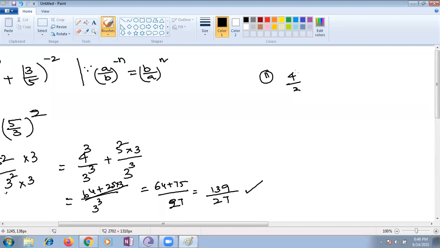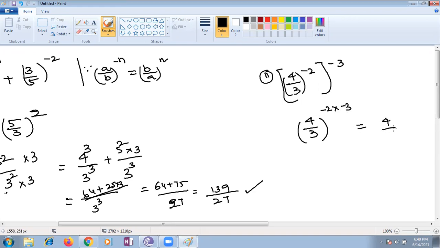4 by 3 whole to the power minus 2, whole to the power minus 3. You are learning this in your Vedic math classes also, right? Yes, ma'am, I gave the answer as 4 by 3 whole to the power 6. Yes, minus 2 multiplied with minus 3 becomes what, children? It becomes whole power 6. Or if we want to expand it, we can also write 2 to the power of 2 whole to the 6, over 3 power 6, or you have to simplify here.